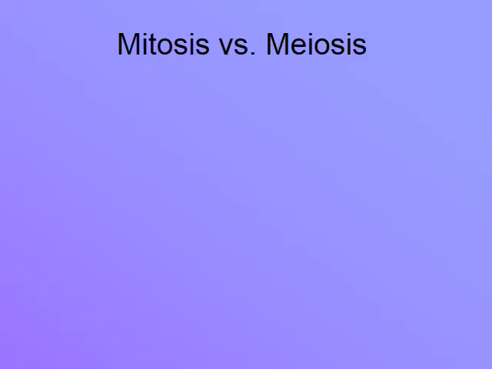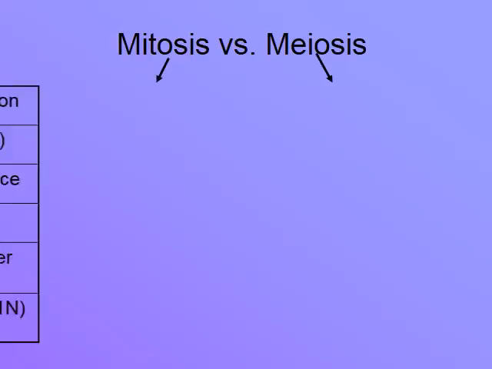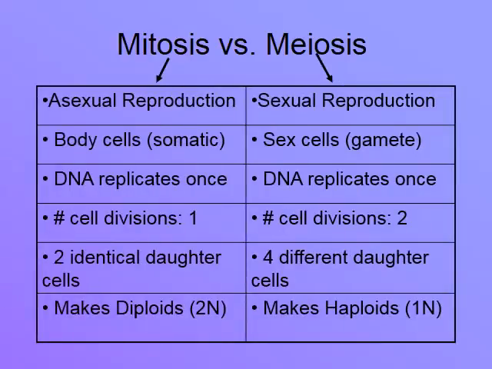So mitosis versus meiosis. So we have a quick little chart here. Mitosis is asexual reproduction, whereas meiosis is sexual. In mitosis, we create body cells, or somatic cells. In meiosis, we create sex cells, or gametes. In mitosis, the DNA replicates once. Likewise in meiosis. In mitosis, we only have one set of divisions, where in meiosis we have two.